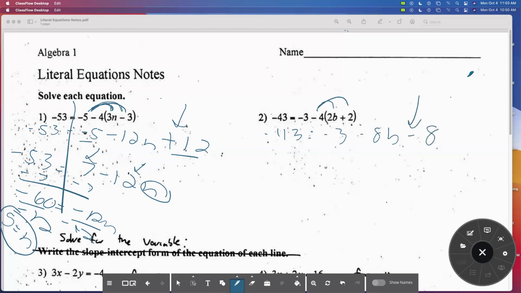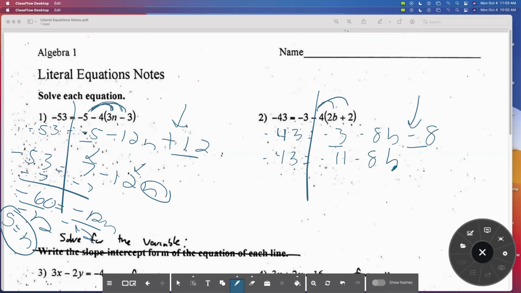So double check to make sure that you're distributing that negative throughout. I was walking around and a lot of mistakes happen where they would just leave it as a positive. Now let's go ahead and look at both sides. Are there any like terms that I can combine? Clearly on the left side, I only have a -43, but on the right, what could I combine? -3 and -8, which equals a -11.